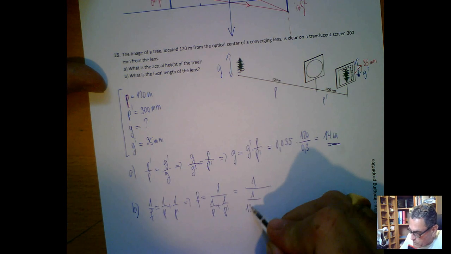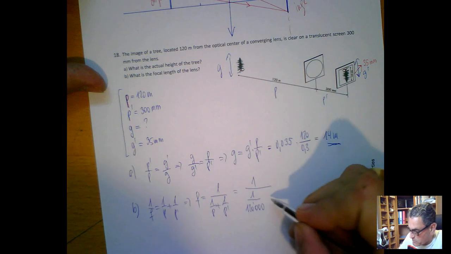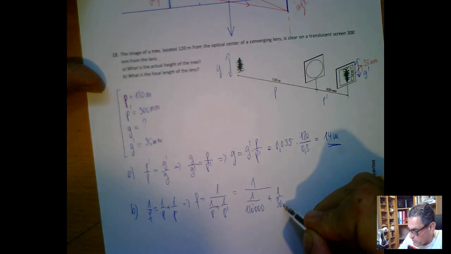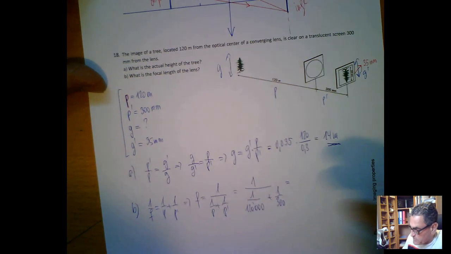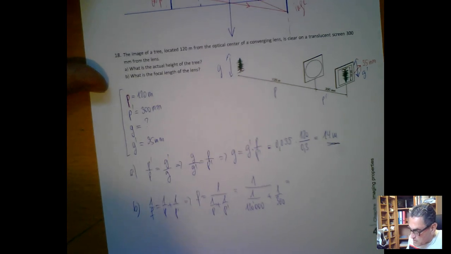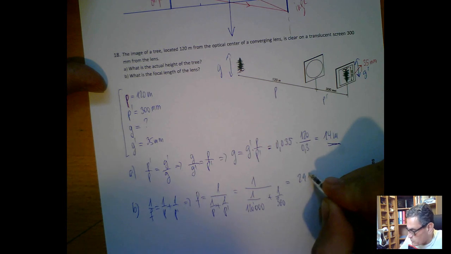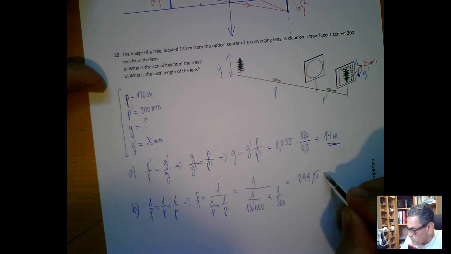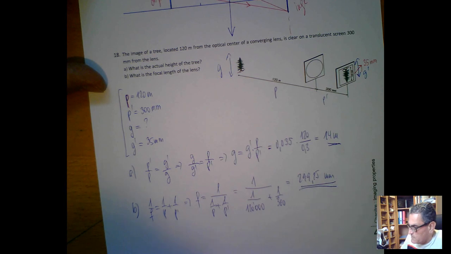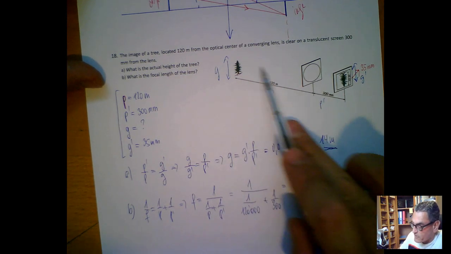It's going to be 1 over 120,000 millimeters, plus 1 over 300 for p prime. And I compute that. This gives me 299.25 millimeters.